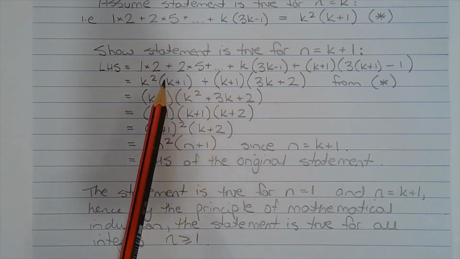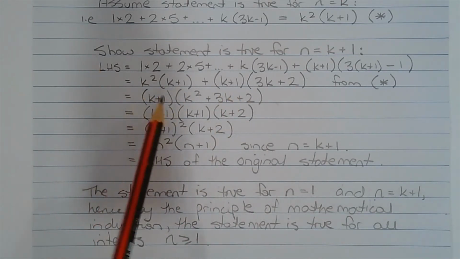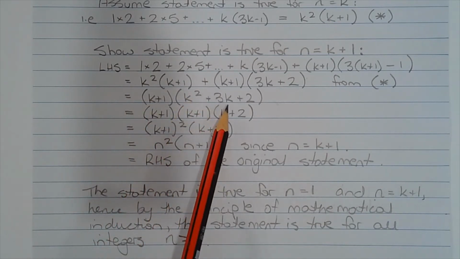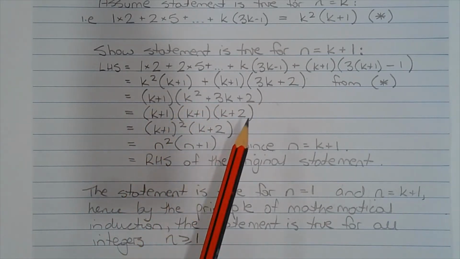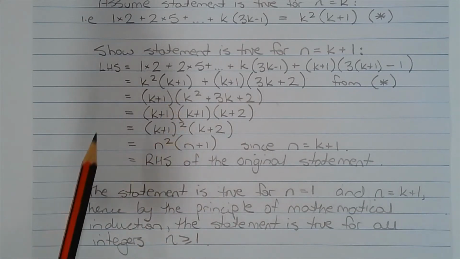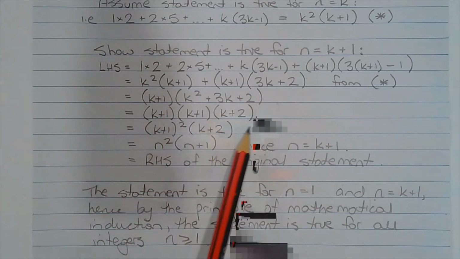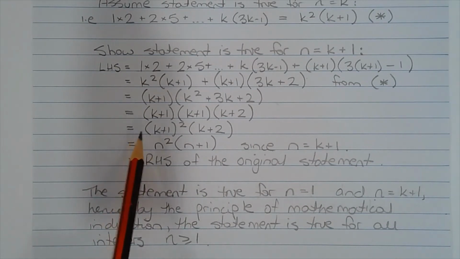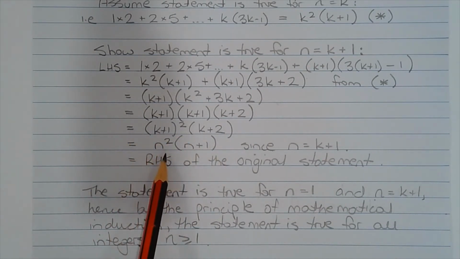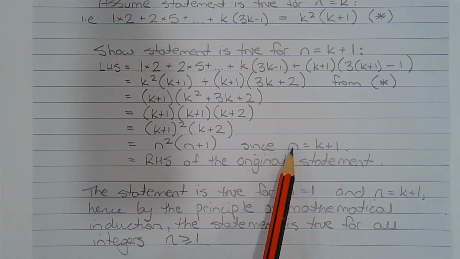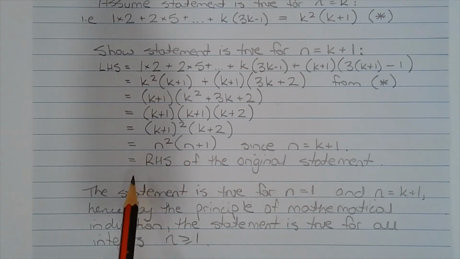Factorising out k + 1, the left-hand side is equal to (k + 1)(k² + 3k + 2). And factorising this monic quadratic, we have the left-hand side equal to (k + 1)(k + 1)(k + 2). And that equals (k + 1)²(k + 2). And that equals n²(n + 1) since n = k + 1. And that equals the right-hand side of the original statement.